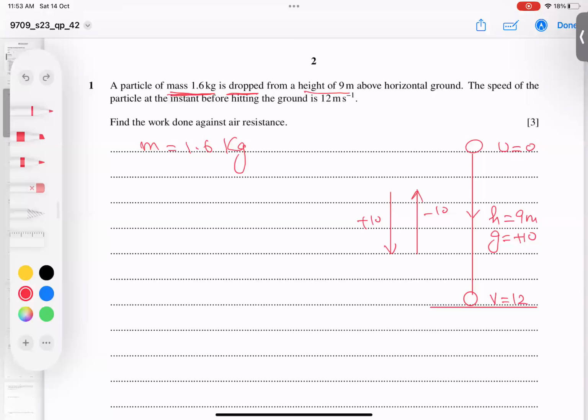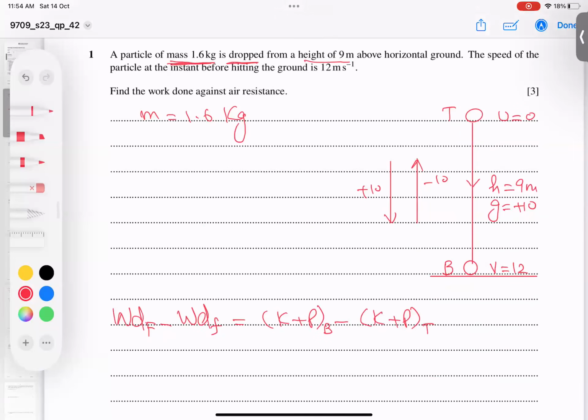So we will use this magical formula: work done by applied force, work done by frictional force, kinetic energy plus potential energy, B for bottom, T for top. We always write the ending point before, so B is the ending point, and the starting point later. Kinetic energy plus potential energy starting from top. This is really a magical formula. We can get it easily.